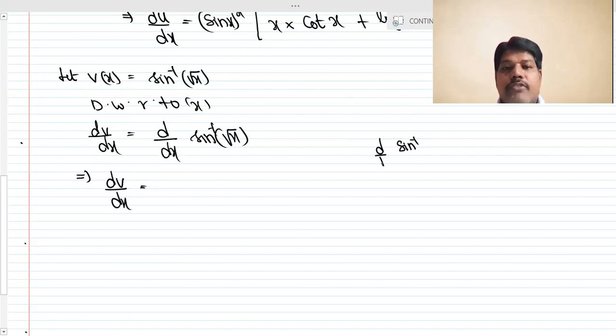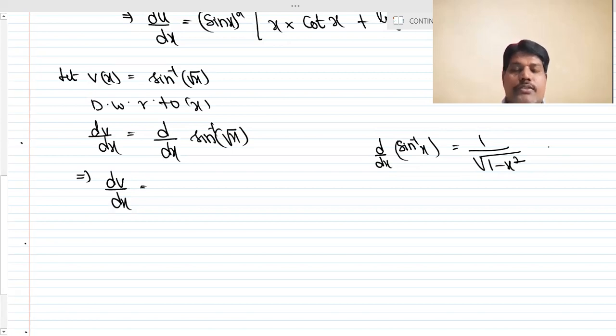Derivative of sin inverse x. The derivative of sin inverse x is 1 by root of 1 minus x square. So in the place of x, you have f of x. Then what will the function become? 1 by root of 1 minus f of x whole square into f dash of x. I understand that you will get an extra f dash of x.